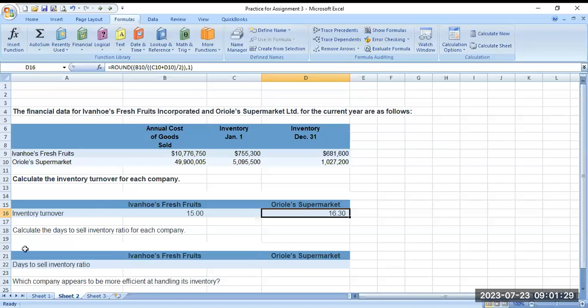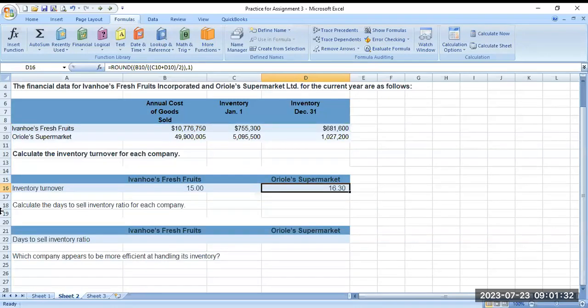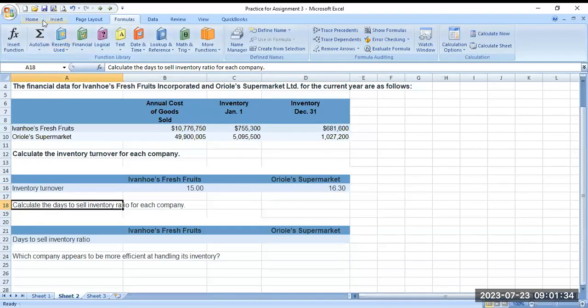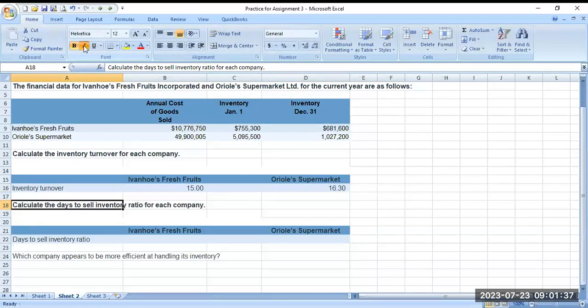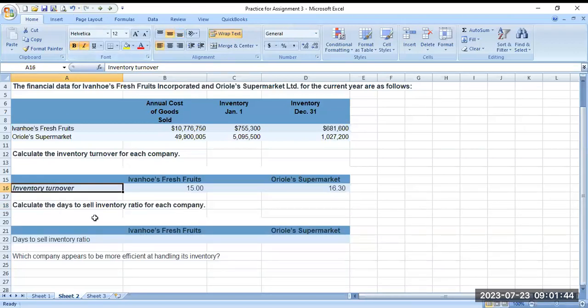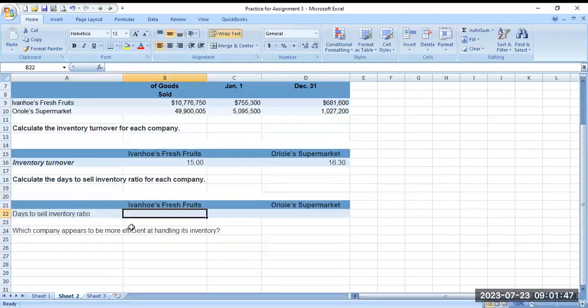Now, once we have our inventory turnover, the question asks us to calculate the days of sales in inventory. How are we going to do this? Well, if our inventory turnover is 15, in the year we have 365 days. So we're going to get 365 days as a numerator and inventory turnover as a denominator, and we're going to get the days to sell the inventory ratio.